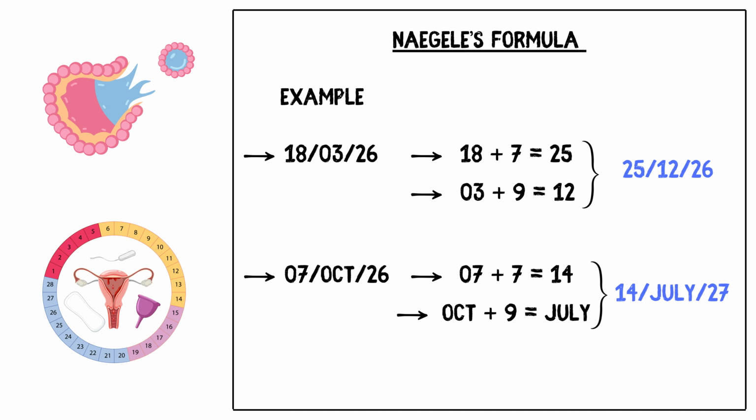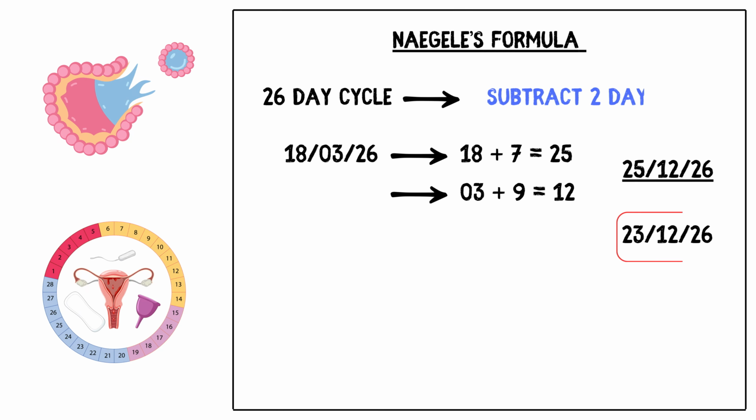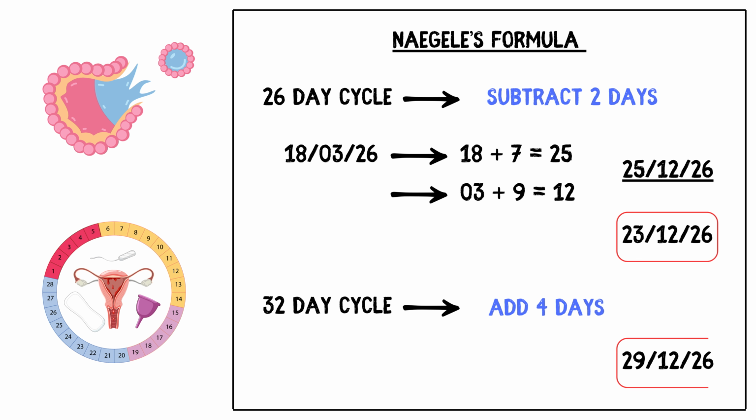But if you stop here, you'll lose marks, and worse, make clinical errors, because this formula assumes a perfect 28-day cycle. So you must correct it based on cycle length. If the cycle is shorter than 28 days, subtract the difference. For example, a 26-day cycle means subtract 2 days from the EDD. If the cycle is longer than 28 days, add the difference. For example, a 32-day cycle means add 4 days. So your final corrected EDD is rough EDD plus or minus the difference from a 28-day cycle.